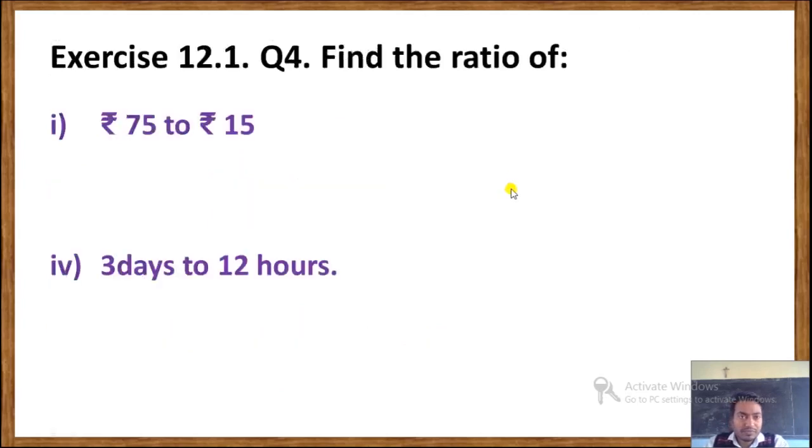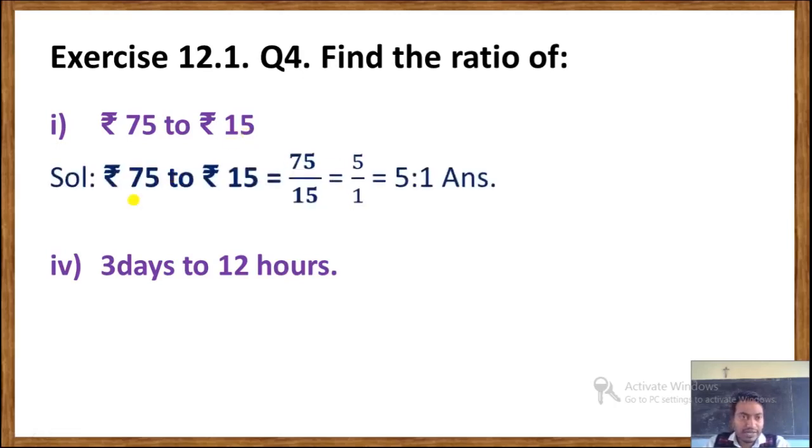Then question number 4. Find the ratio of: question number 1, rupees 75 to rupees 15. Now we have to find out the ratio. So this will be written like this, 75 by 15 first. Then we'll reduce the terms.